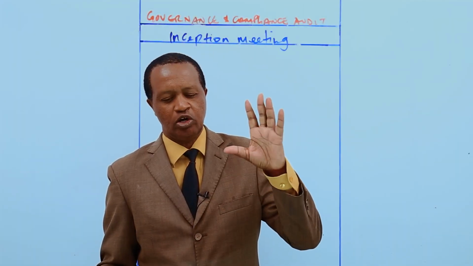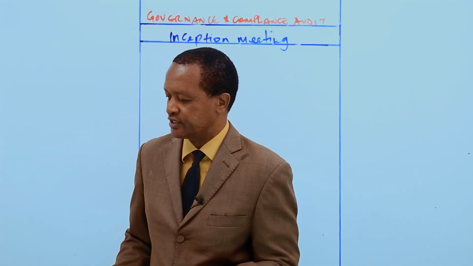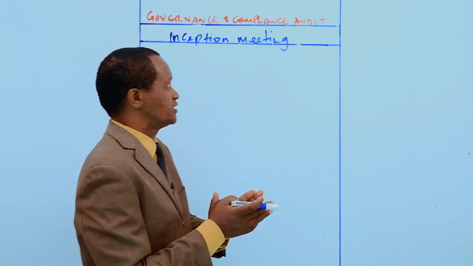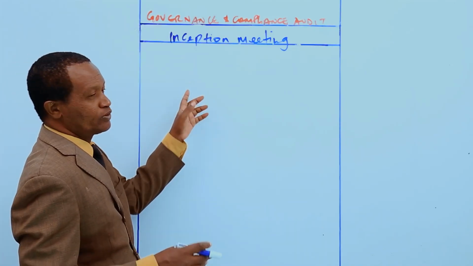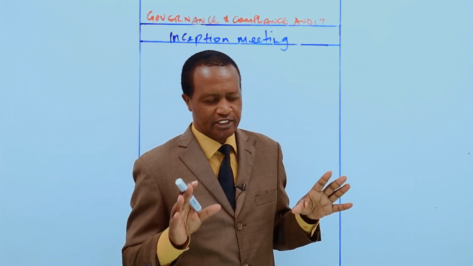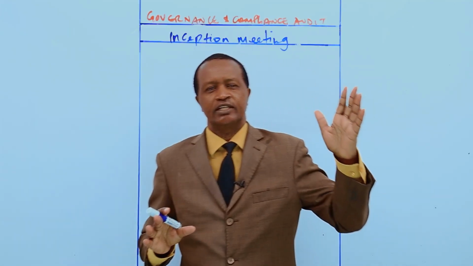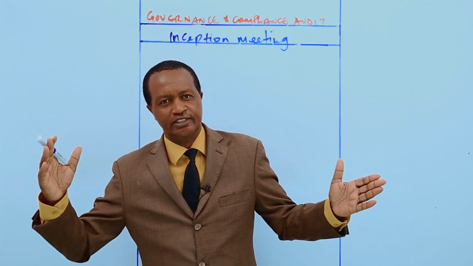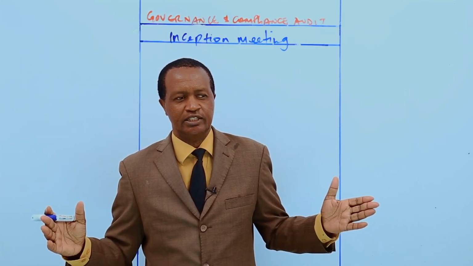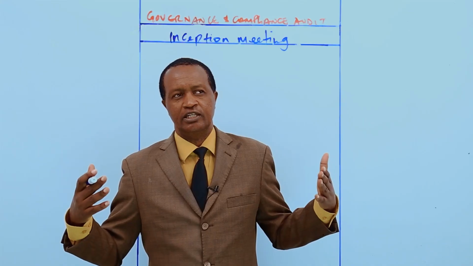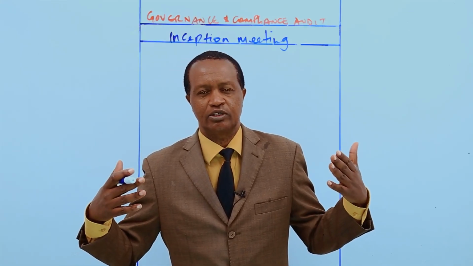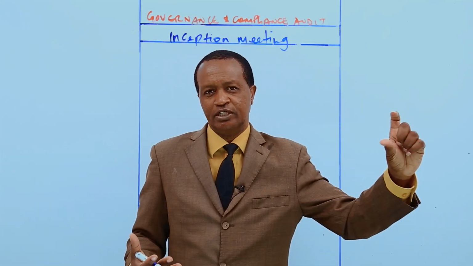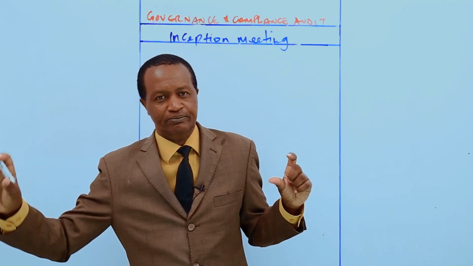The topic is conduct of governance and compliance audit. The first subtopic is inception meeting. And candidates, this is a meeting between the audit team on one side and the client organization on the other. Because in a governance and compliance audit engagement, those are the two major parties: the company that is being audited and the audit team.